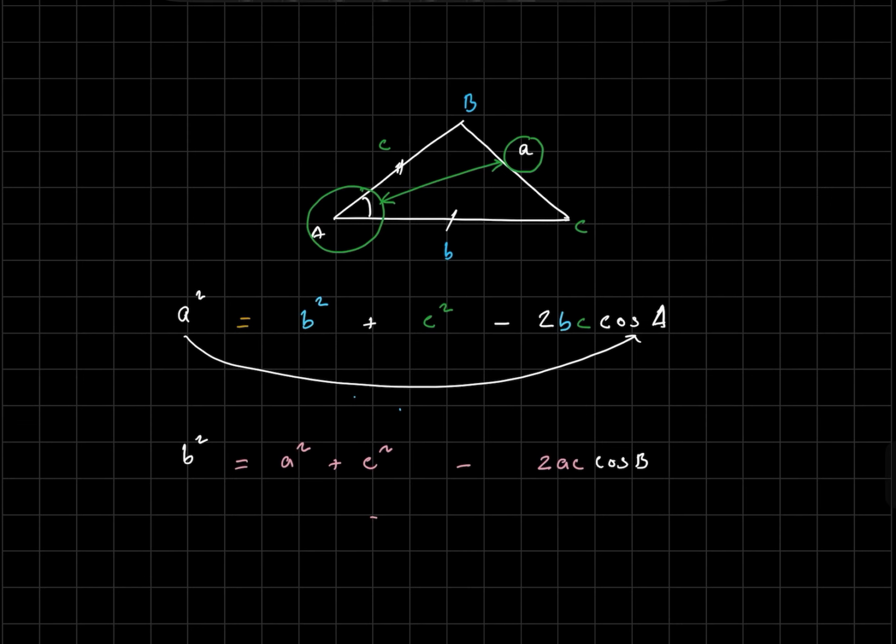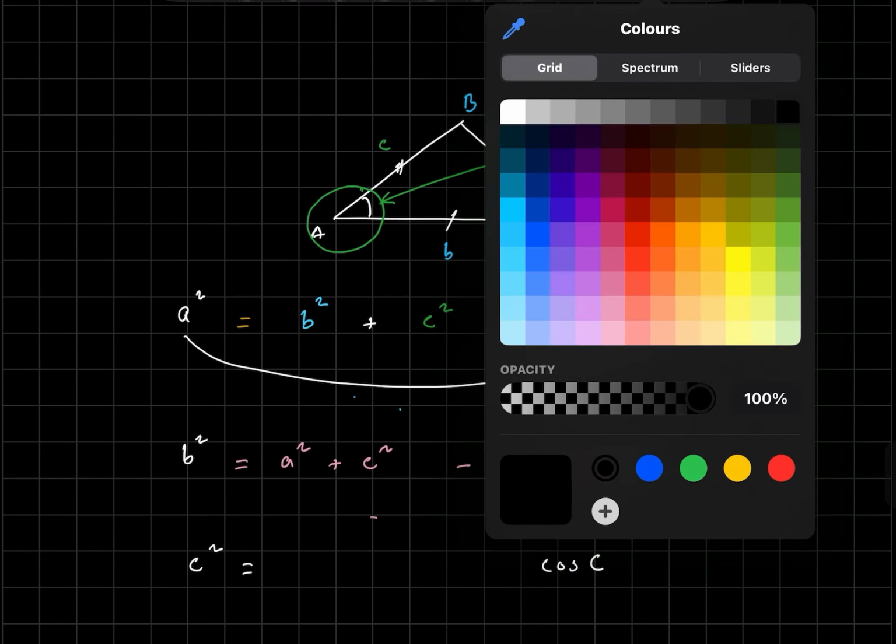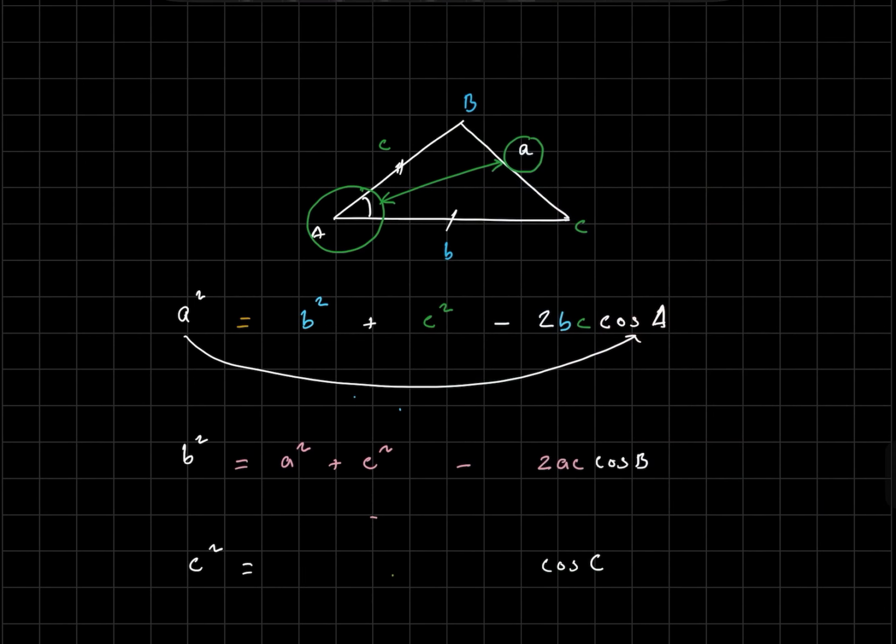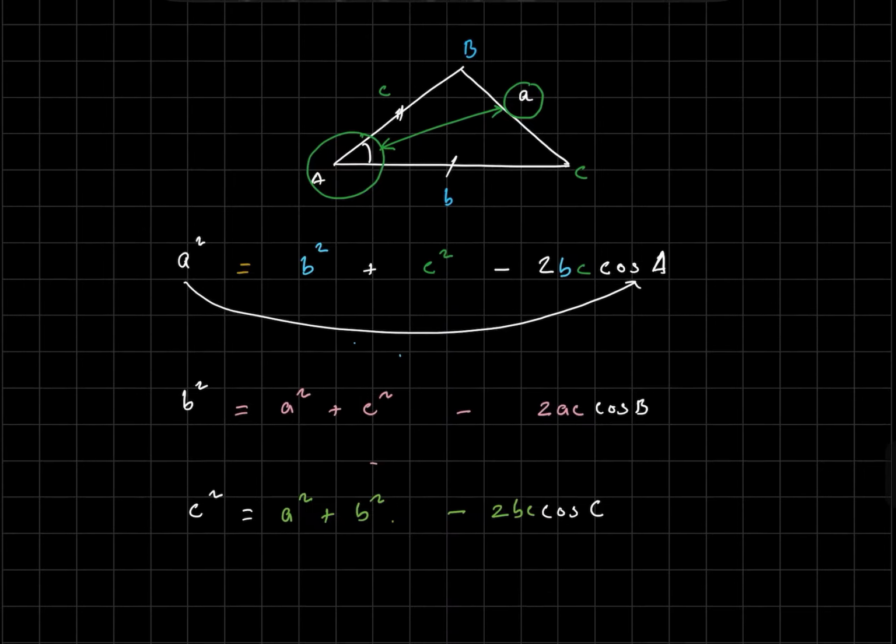Similarly, let's take C square. I wish to find the side C square. In that case, you're going to connect it to cos C, the cos of the angle. That's C over there. And therefore the other two sides will be squared and summed, A square plus B square, minus twice BC. Okay, so try to remember this in this manner.